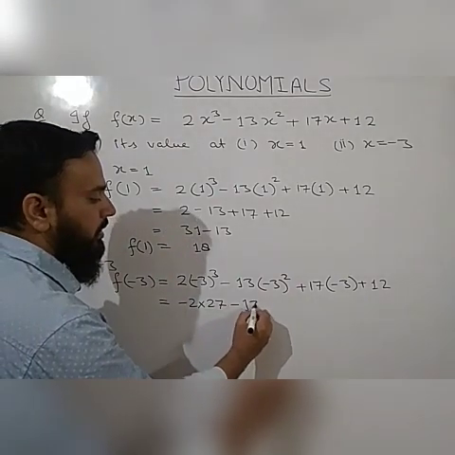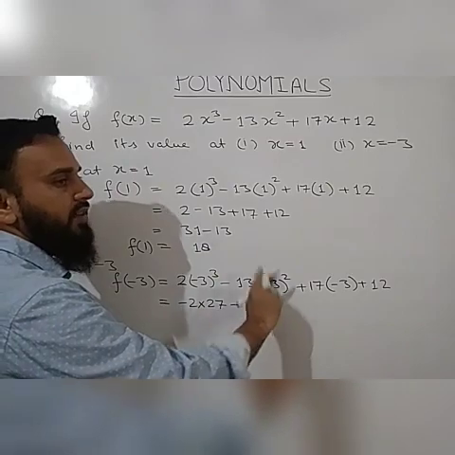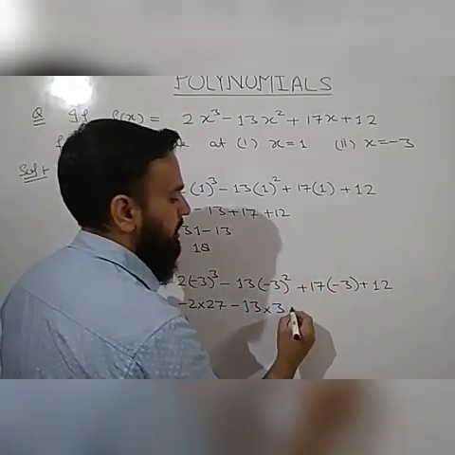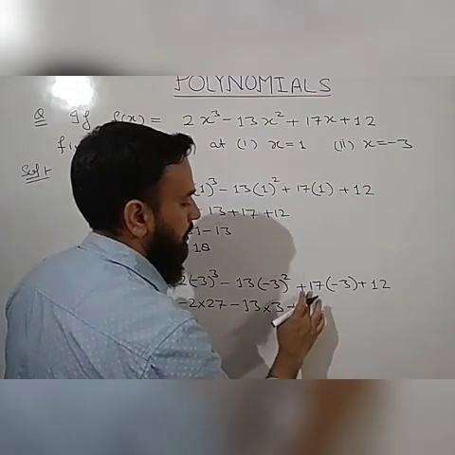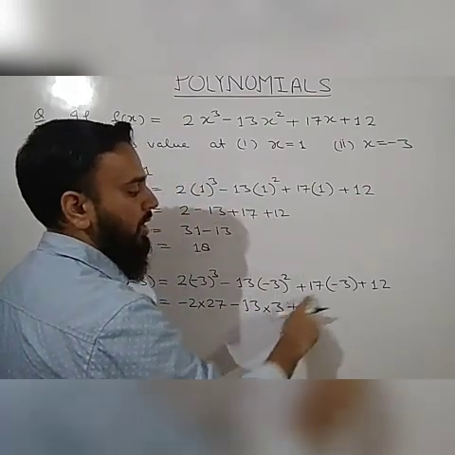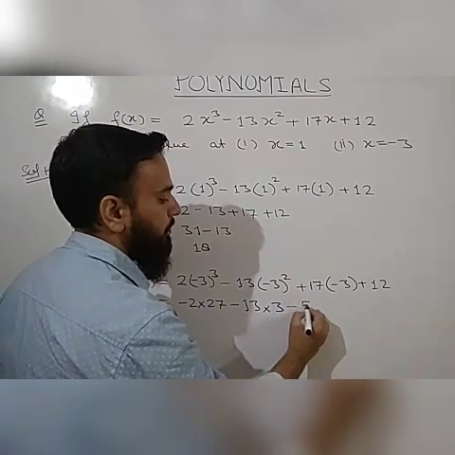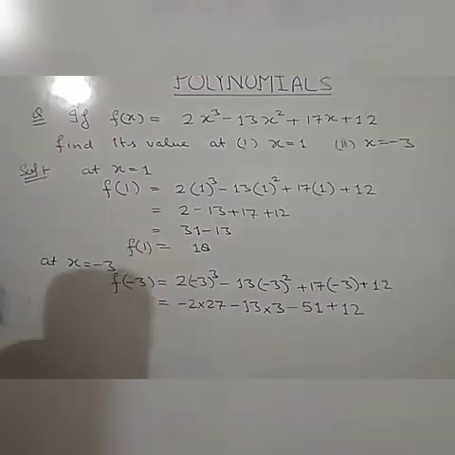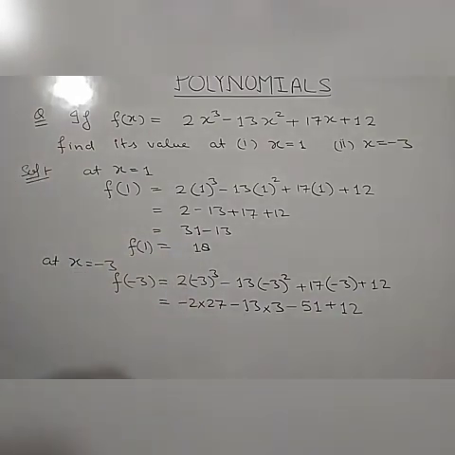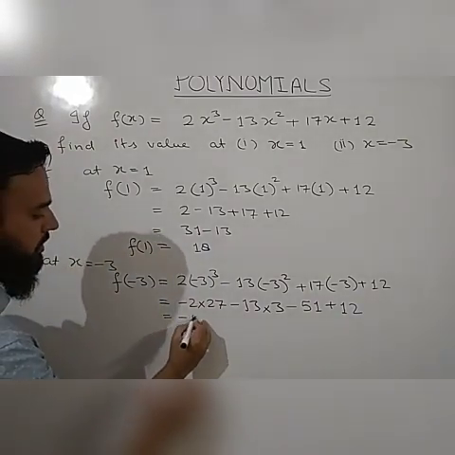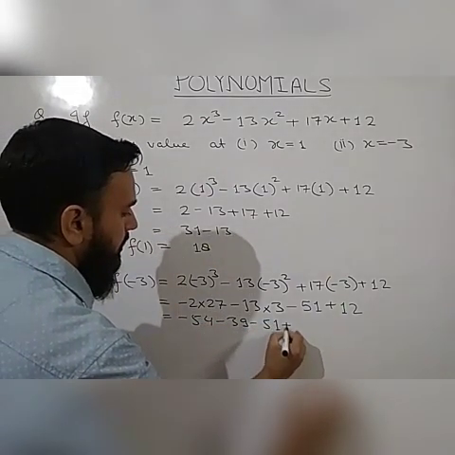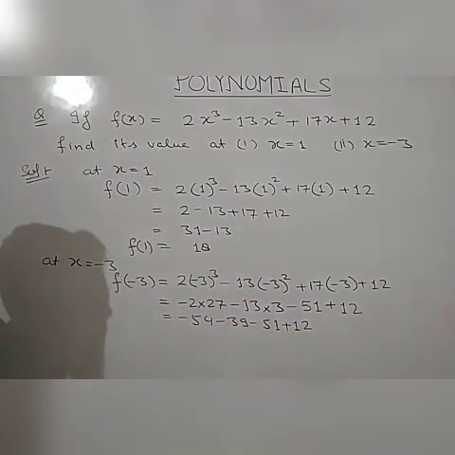Similarly here it is minus 13 into minus 3 square, which will be plus. So it will be plus 3. 17 into minus 3 will be minus 51. So plus and minus will be converted to minus. Minus 51 and plus 12. Now you can solve it easily. It will be minus 54, minus 39, minus 51 and plus 12. Now solve it and find the value of this polynomial.